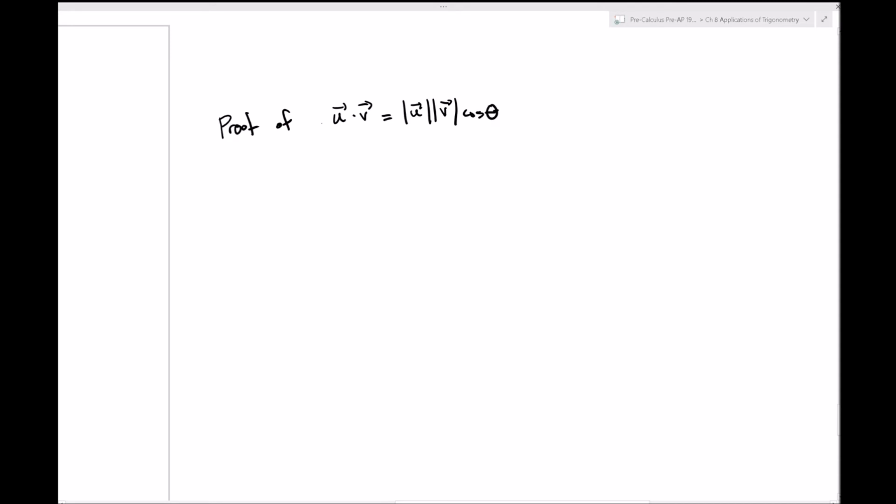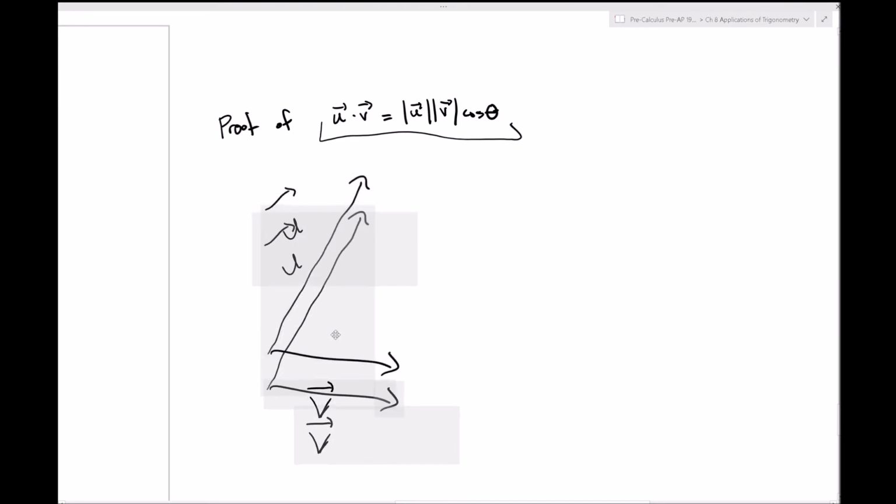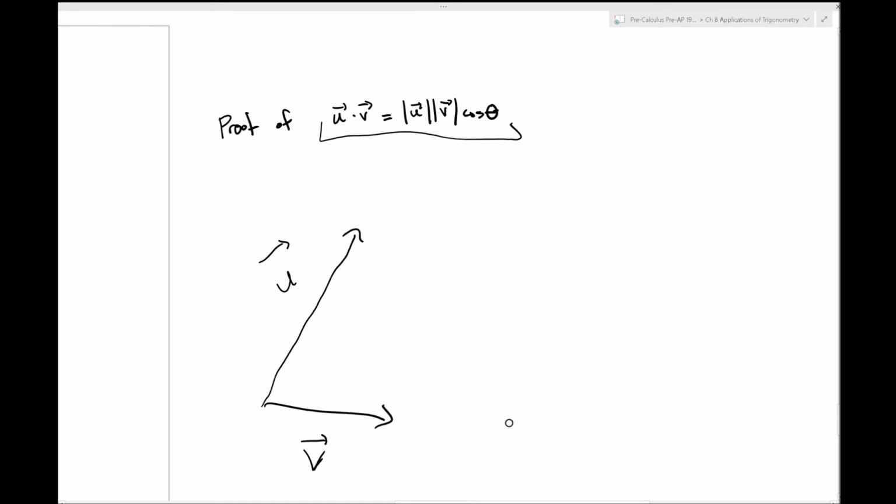So here's a proof of this. I'll just draw any two vectors. Let's say we have the vector U, and then some other vector V, which I might want to draw a lot bigger, further down, because I'm going to have to make a parallelogram out of this. Or I don't necessarily have to, but either way. We want to find out what U dot V is with respect to the angle and the magnitudes. So how do we get that done?